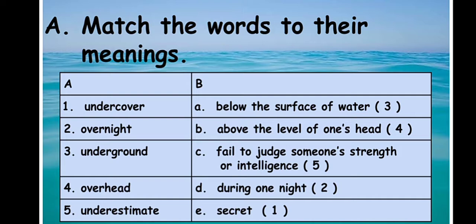The third one is underground. This word everyone is familiar with. Yes or no? So, what is the meaning of underground? A is the answer. Very good. Below the surface of water. You can write there number 3. You know what ground is, yes or no? Underground means something beneath the ground. That's how you found the answer. So, the meaning of underground is below the surface of water. You can write number 3 over there.